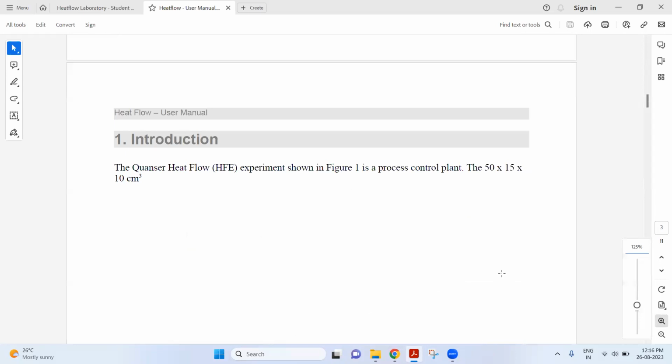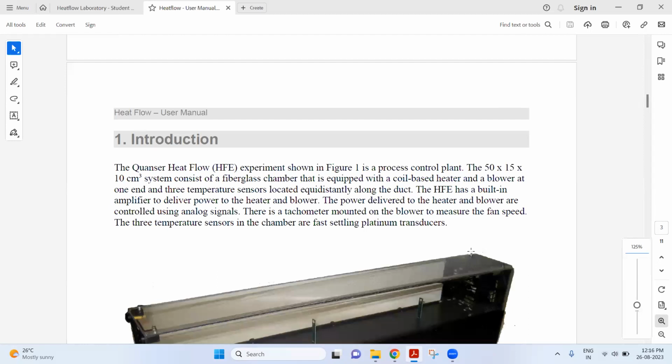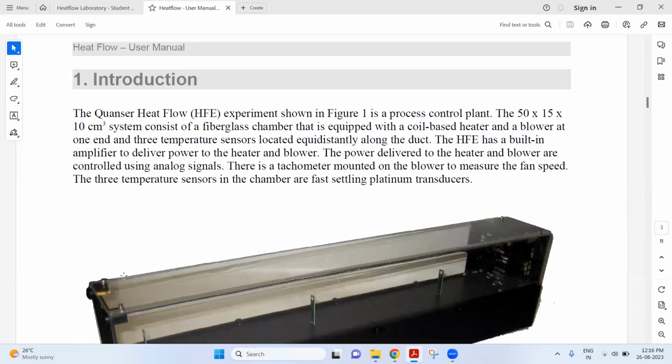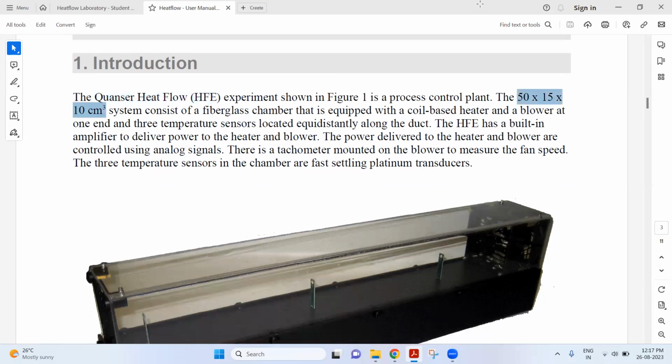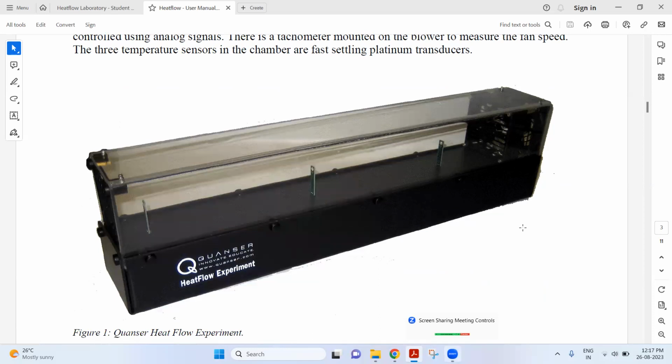So, I'll be telling of 50, 15, and 10 centimeters. Okay, 50 is this length. 15 is the height, and 10 centimeter is the thickness. Internet is not very stable. Hello. Yeah, now it is clear. No, I can hear you. Yeah, now it's slightly better.